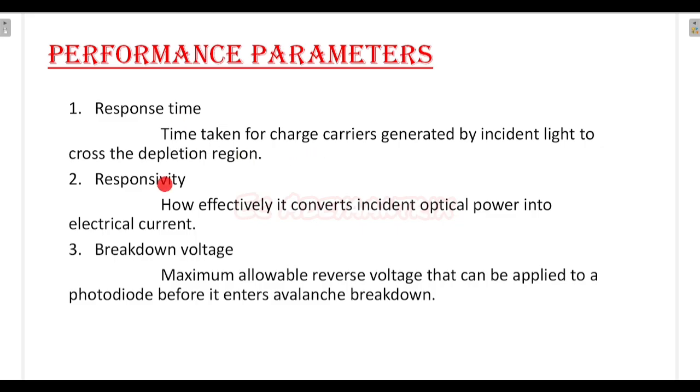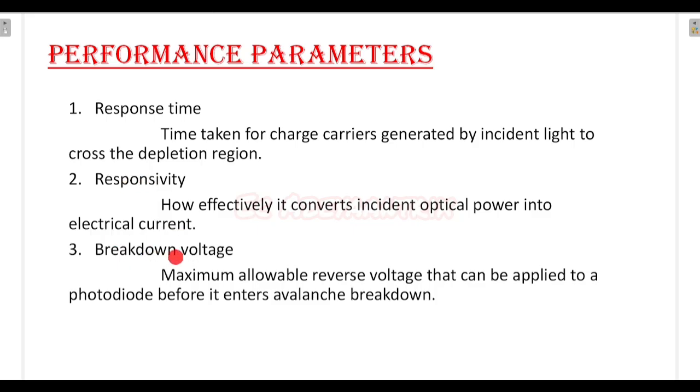And the second point is responsivity. How it responds to the optical power and converts it to an electrical current, that efficiency, how effectively it converts the incident optical power into electrical current, that parameter is called responsivity.